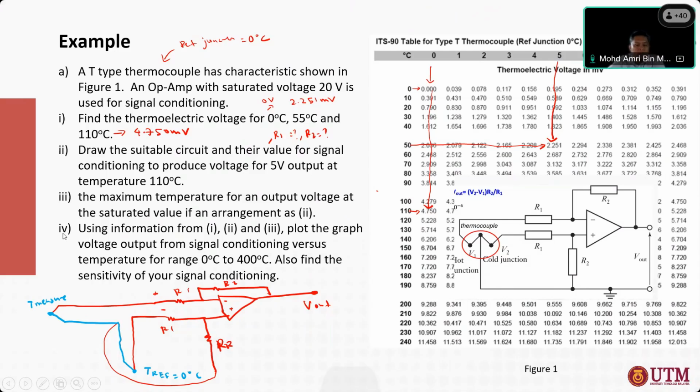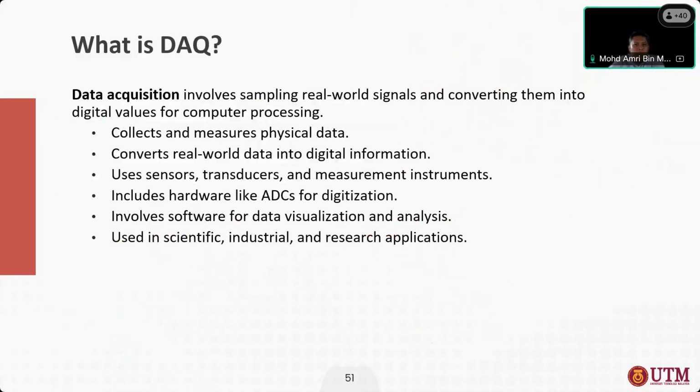And then number 4, using information from 1, 2, 3, plot the graph of voltage output for signal conditioning versus temperature range 0 degree to 400 degree. Again, to find the temperature range of 0 to 400 degrees Celsius, we need an extension of this table, but we don't have that here. So we're just going to skip that part.